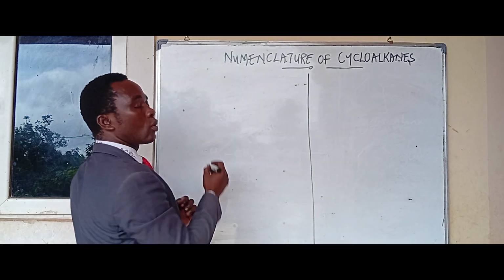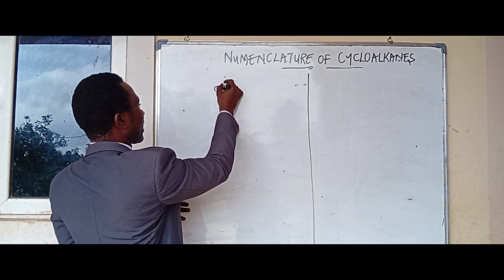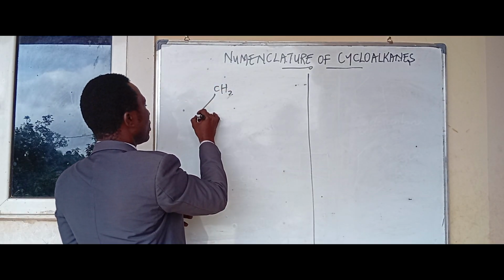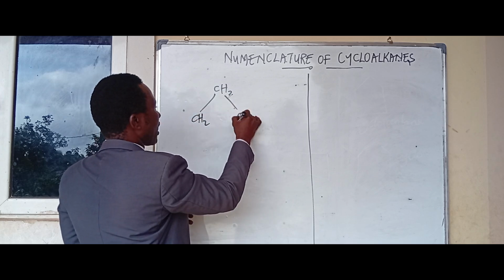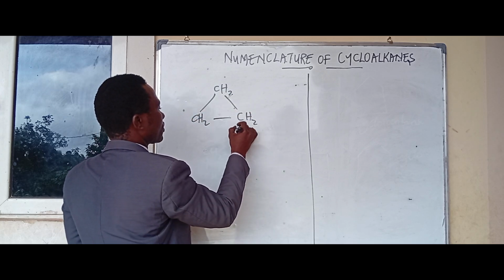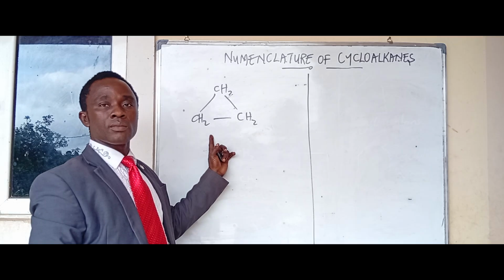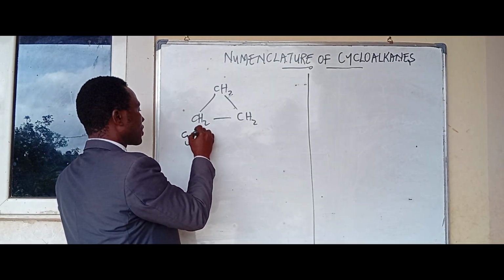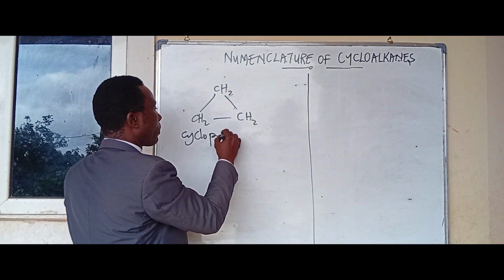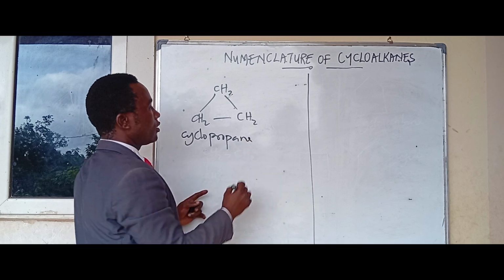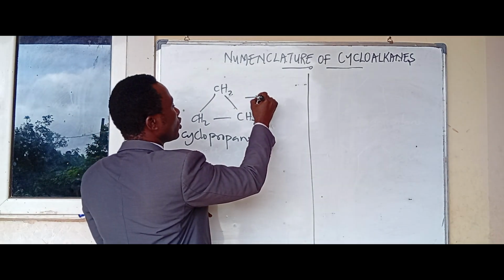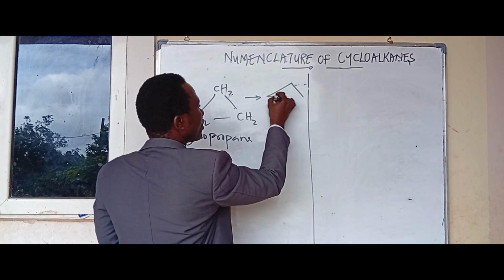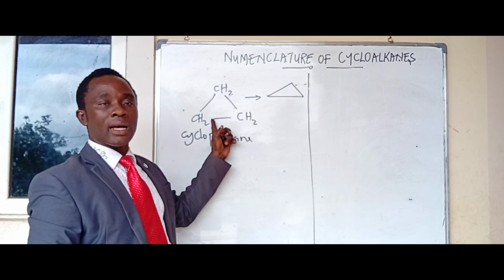Now, we can write cyclopropane in this manner. You have CH2, CH2, then you have CH2, and this is cyclopropane. This compound we see here can also be written in this way. This is also the same as this.